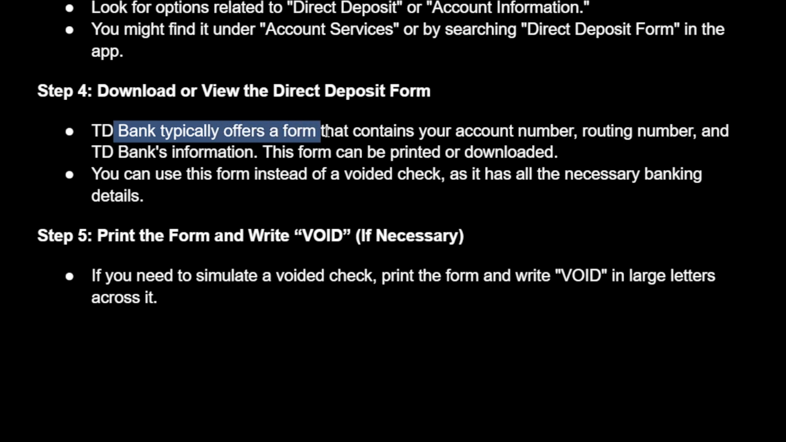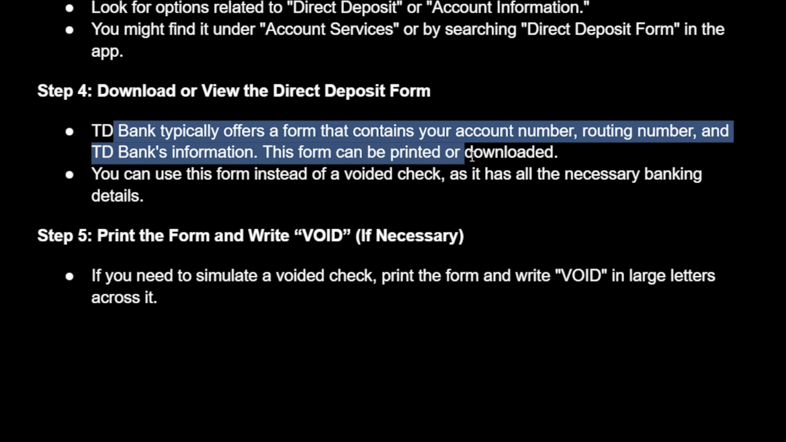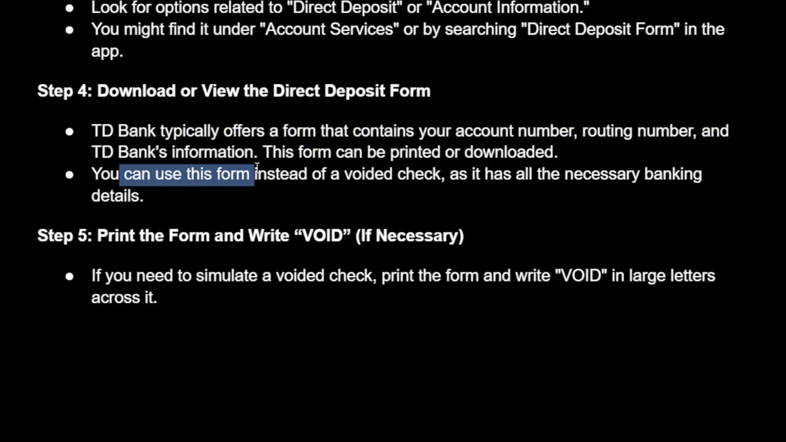TD Bank typically offers a form that contains your account number, routing number, and TD Bank's information. This form can be printed or downloaded. You can use this form instead of a voided check as it has all the necessary banking details.